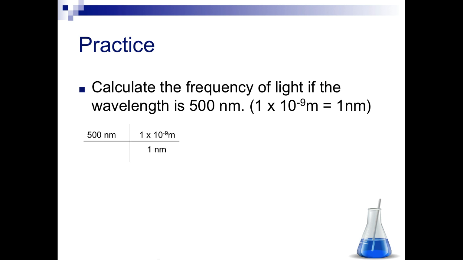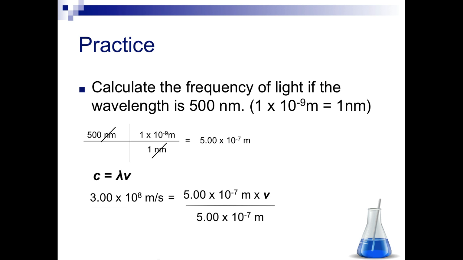Great, well, what'd you come up with? Well, you should have converted first and have gotten 5.00 times 10 to the minus 7th meters for your wavelength in meters. Then you should have plugged into your equation and you should have divided both sides by 5.00, and you would have gotten your frequency as 6.00 times 10 to the 14th hertz.